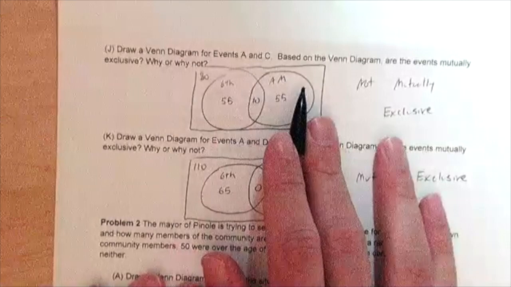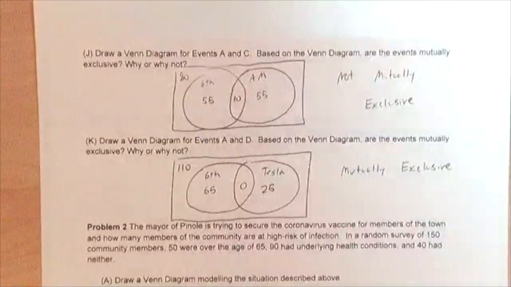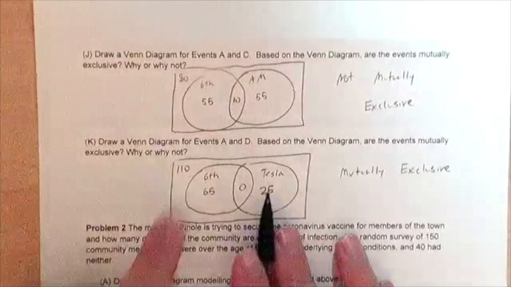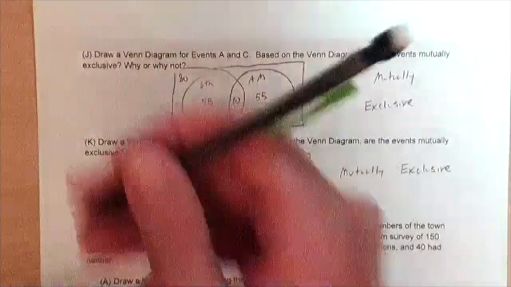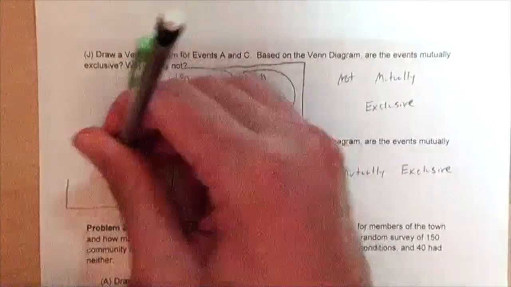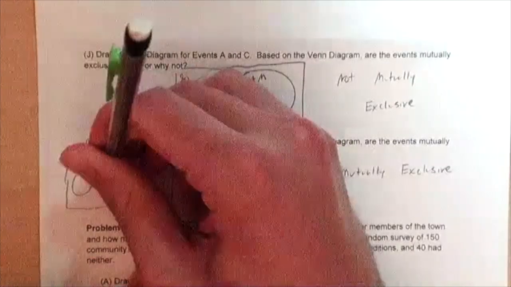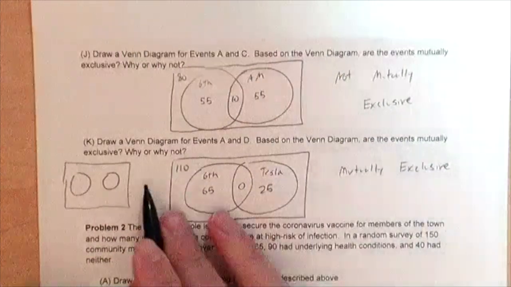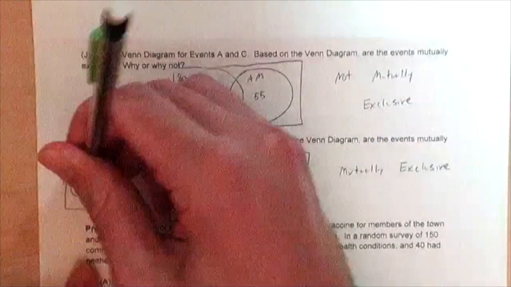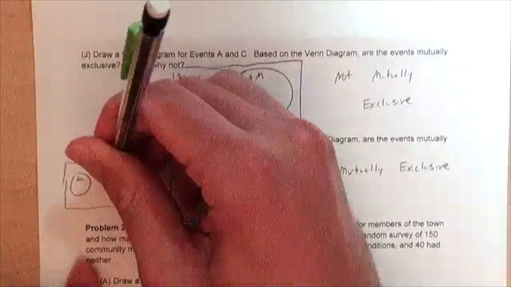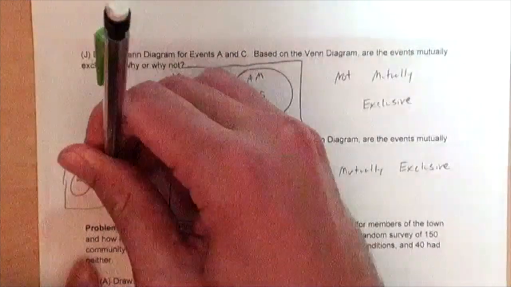So this is much more common. But hopefully that makes sense, and I think it's pretty obvious. You can still make your Venn diagram like this with a 0 in the middle. But if it helps you visualize, you could do something like that. And I know I did that really quick and ugly, but there's no intersection. So you could say this is 6th, this is the Tesla, and there's no intersection between them.